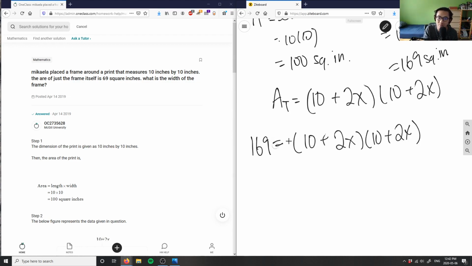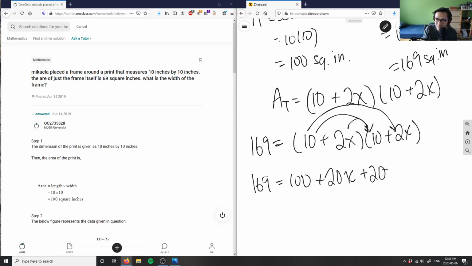And now we can use FOIL to break up these brackets, so we get an equation. 10 times 10 is 100. That's the first. Outside next: 10 times 2x is 20x. Inside: 2x times 10 is again 20x, and then 2x times 2x is 4x squared. That's the last. We can collect like terms: 20 plus 20 is 40x, plus 4x squared.